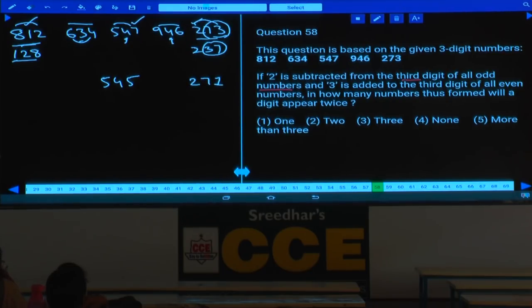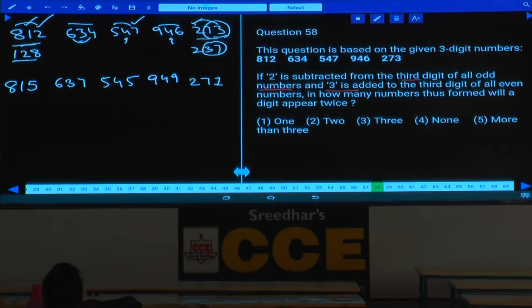Then coming to these even numbers, 3 is added to the third digit of all the even numbers. Even numbers, 3 is added, and this must be 815, for 812, to this 2, 3 is added. Now 634, this will be 637, and to this 4, how much is added? 3. Now this 946, this is 9, and 4 plus 3, that will be 9.